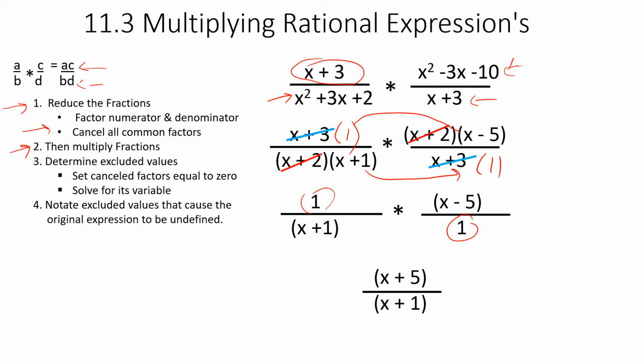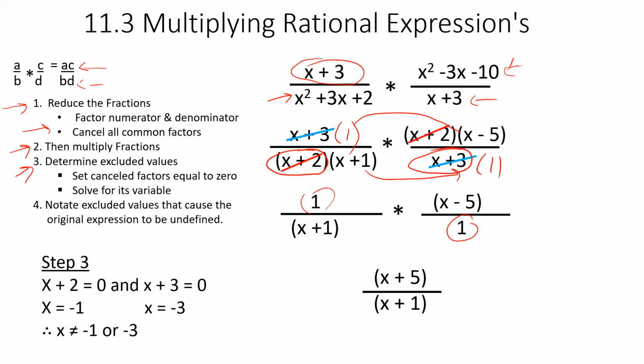All right? Once you have done that, you've reduced the fractions, you've multiplied, then you still have to determine the excluded values. That's what you did in the first section of this chapter. Right? So let's look at what we canceled in the denominators. We canceled an x plus 2 in the denominator and we canceled an x plus 3. So we're going to take both of those, set them equal to 0, solve for x, and then we're going to write therefore x cannot be -1 or -3.